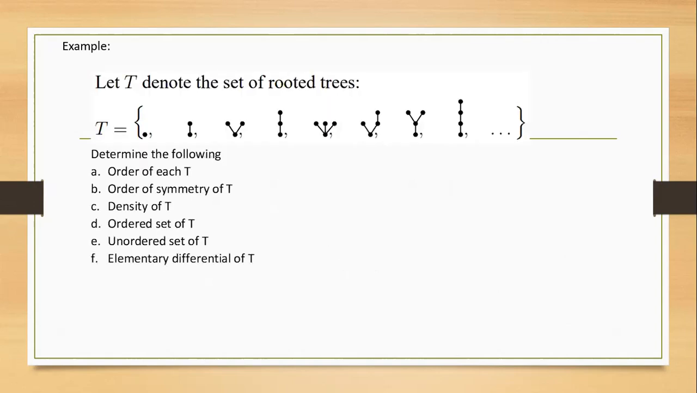Now let's see an application of those terminologies, applying them to trees. We are going to consider the following trees, the fourth order trees from 1 to 4. We start from the first one, which is when we have one dot. We want to determine the parameters that we listed above: the order of the tree, the order of symmetry of the tree, the density of the tree, the ordered set of the tree, the unordered set of the tree, and the differential of the tree. We are going to take all these one after the other.